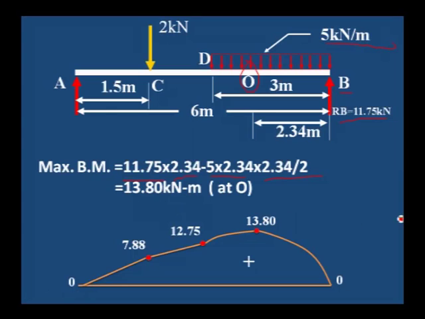You can see here 12.75, 7.88 at D, whereas at the O point we are getting the maximum bending moment as 13.8, then it drops to 0 at B. This is the portion where we will get the maximum bending moment.